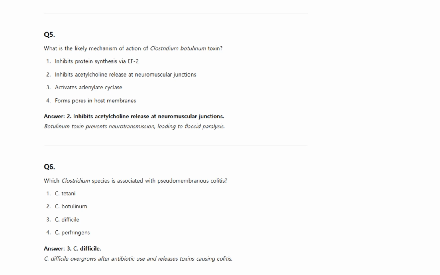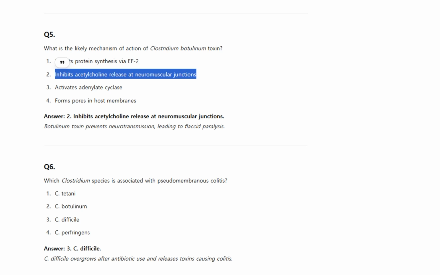Q5. What is the likely mechanism of action of Clostridium botulinum toxin? 1. Inhibits protein synthesis via EF2. 2. Inhibits acetylcholine release at neuromuscular junctions. 3. Activates adenylate cyclase. 4. Forms pores in host membranes. Answer 2. Inhibits acetylcholine release at neuromuscular junctions. Botulinum toxin prevents neurotransmission, leading to flaccid paralysis.